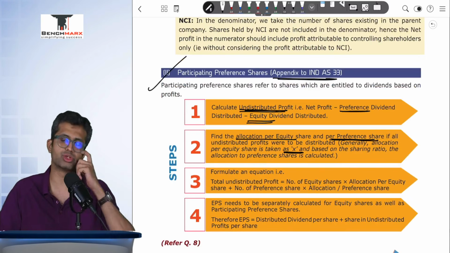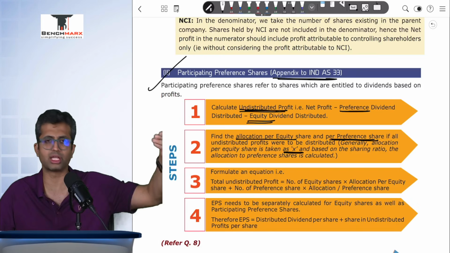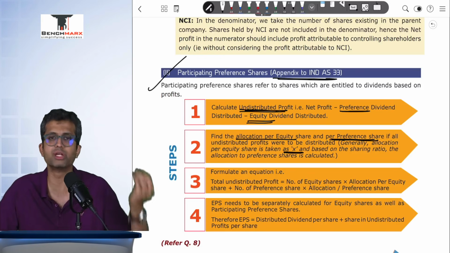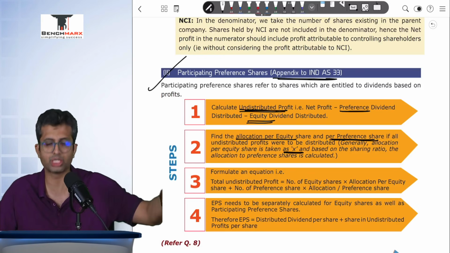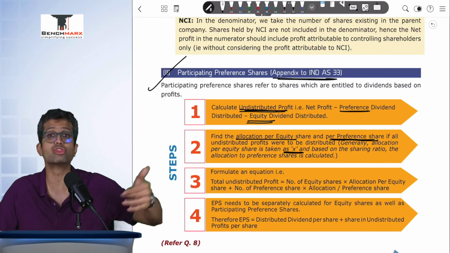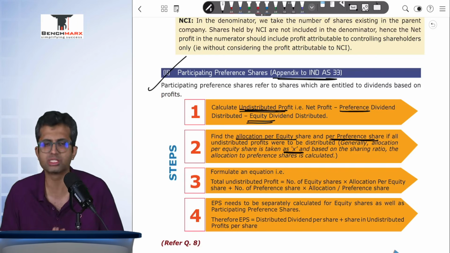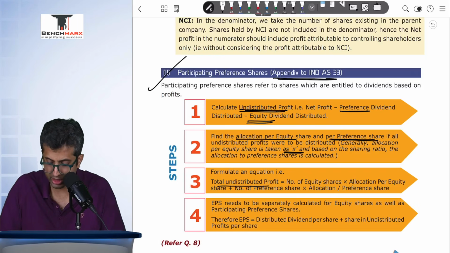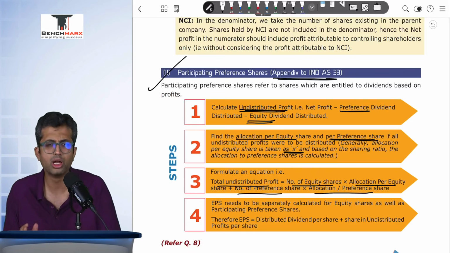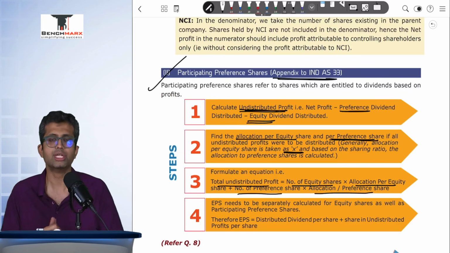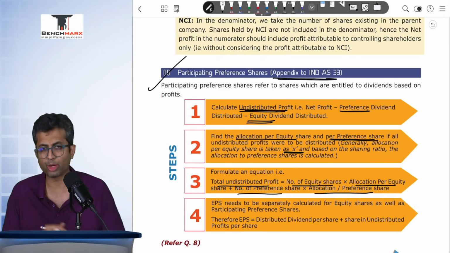Then you will formulate an equation. We will say that, okay, at the end of the day, if there are 10,000 preference shares, 10,000 preference shares into, for example, 0.2X will be the additional dividend flowing to the preference shareholders. And if there are 50,000 equity shares, 50,000 into X will be the additional dividend flowing to the equity shares if everything were to be distributed. And that total has to be equal to the undistributed profit. So over here, your total undistributed profit will be the number of equity shares into the allocation per equity share, let us say X, plus the number of preference shares into allocation per preference share. With this, only X is a missing variable, and we can find how much is the additional dividend flowing to the equity share and the preference share.